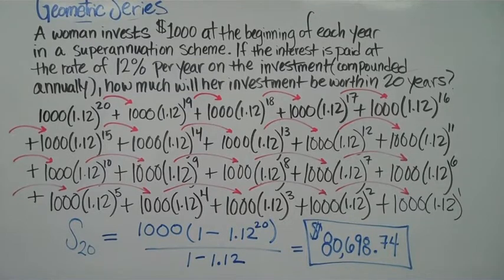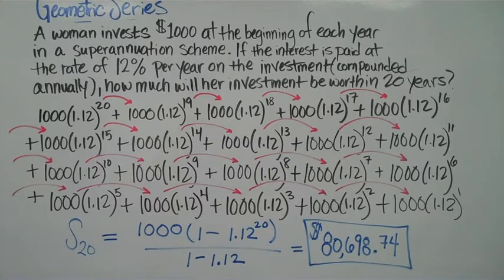A woman invests $1,000 at the beginning of each year in a superannuation scheme. If the interest is paid at the rate of 12% per year on the investment, and that's compounded annually, how much will her investment be worth in 20 years? We know that this is a geometric series and we can use our formula for that.